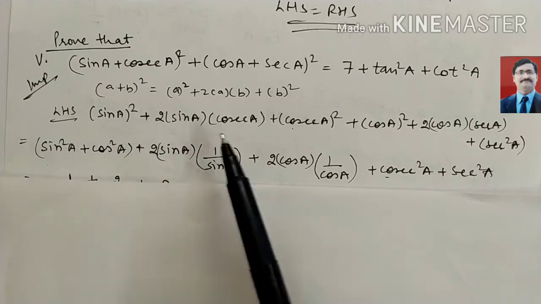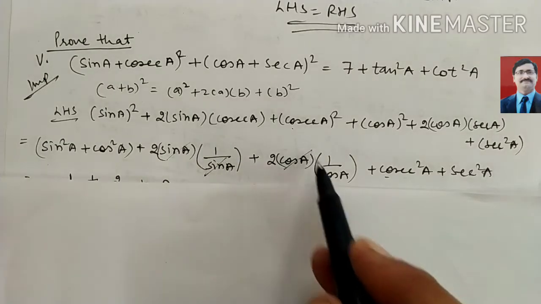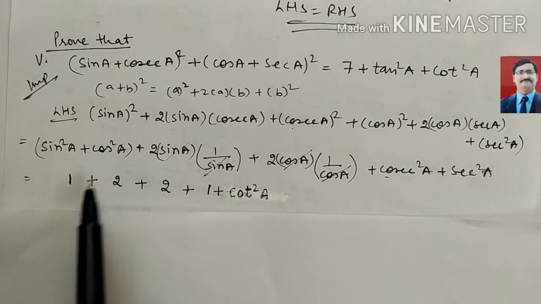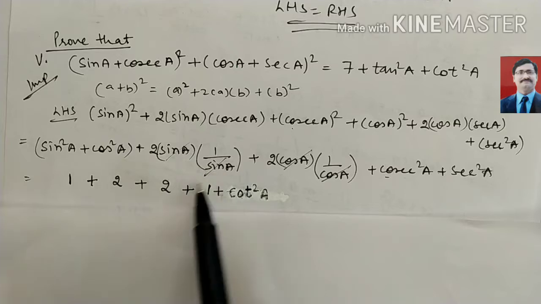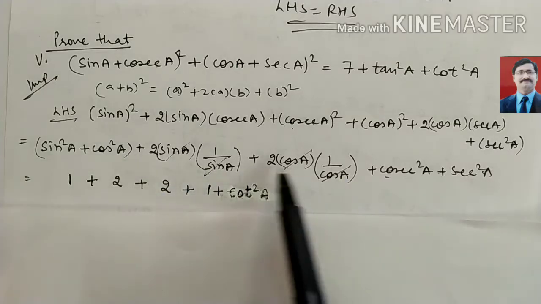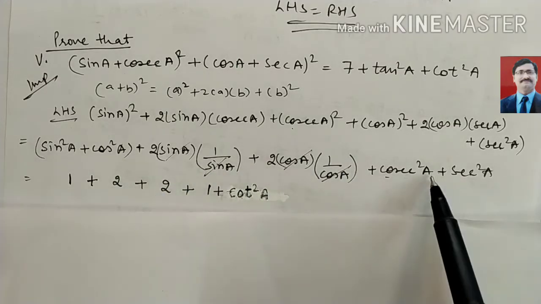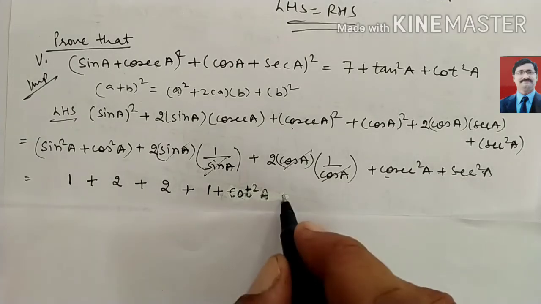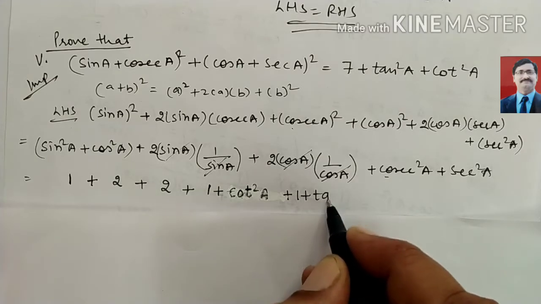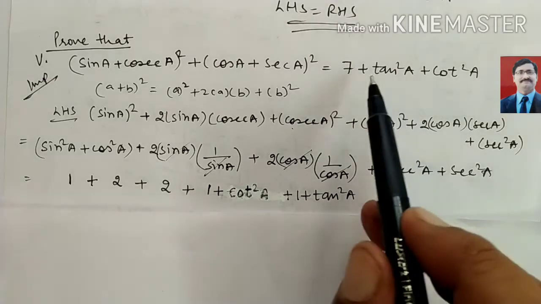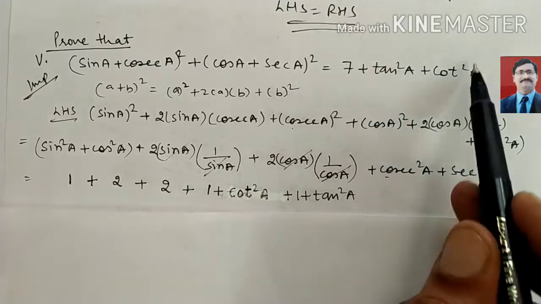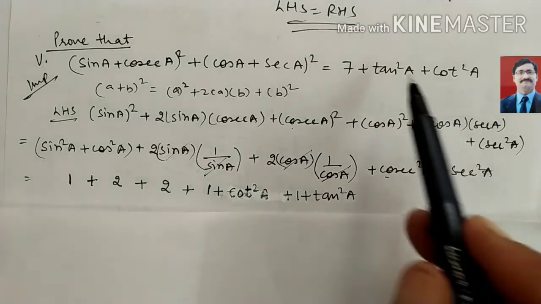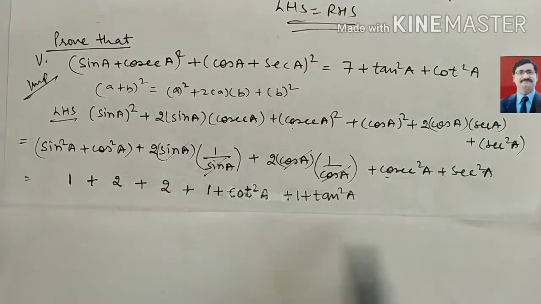Here you can check, sin A and sin A cancel, cos A cancels, and sin square A plus cos square A you can write as 1. 2 sin A cancels, so it is 2. Cos A cancels, so here is 2. Now cosec square A we already know the formula is 1 plus cot square A, and sec square A you can write as 1 plus tan square A. Why do we write these? Because we want the right hand side with tan square A and cot square A, and in cosec we have 1 plus cot square A, and sec square A we write 1 plus tan square A.